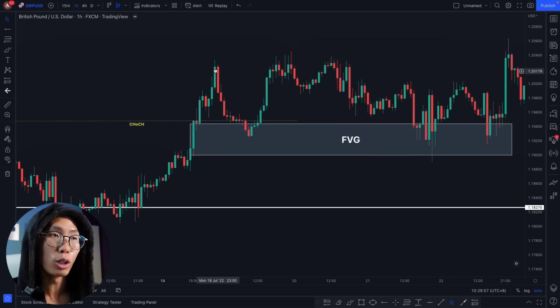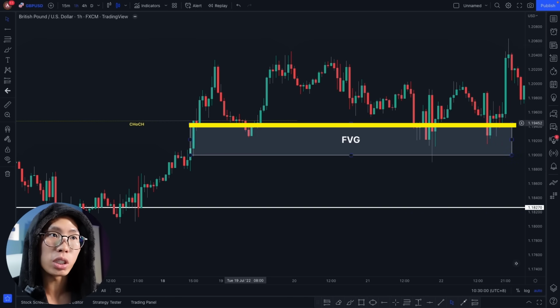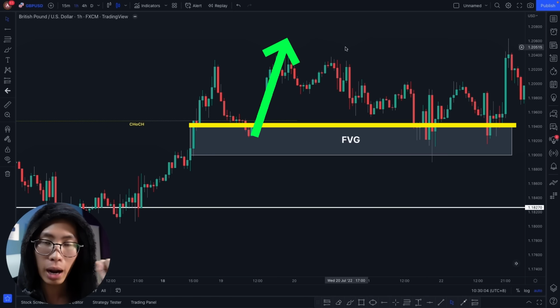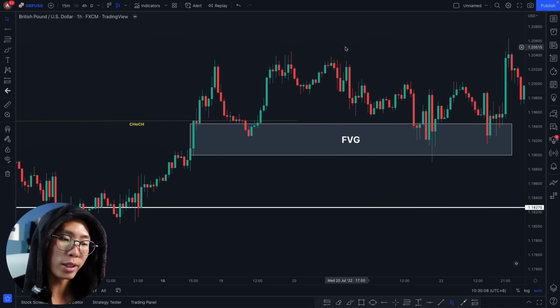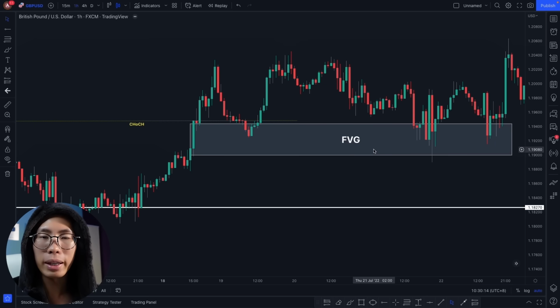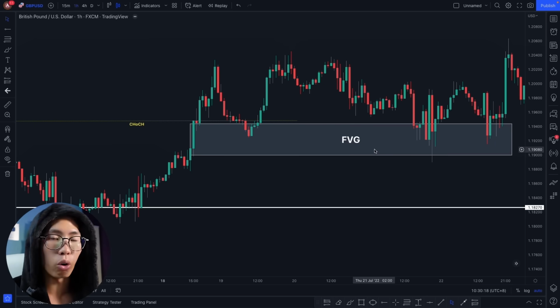So price can also touch the fair value gap, which is like this area here, just touch it and reverse and head back up. So if you were waiting for the price to go to the middle, you would have missed out on the trade. So ultimately, it's really up to you which way you want to do it, right? There is no right or wrong answer.